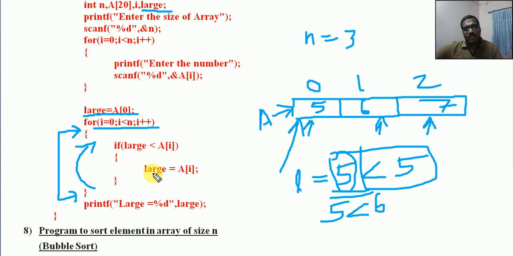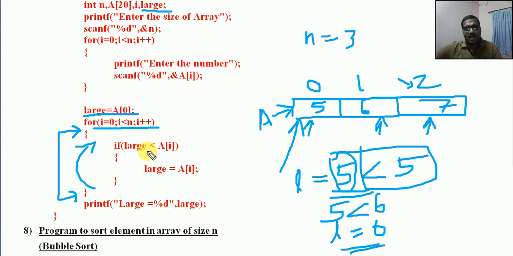body of if. Now we will set a new value for large. Large is equal to a of 5. A of 5, that is 6. Now the value of large is 6. Again it will continue with the next iteration. I is equal to 2. I is equal to 2 for this one, right?